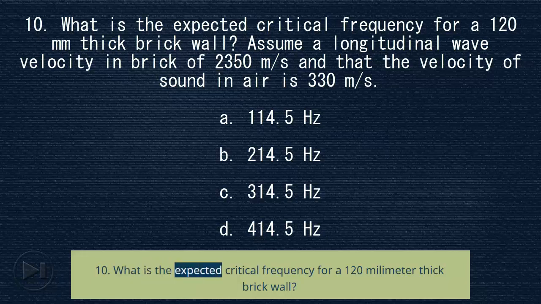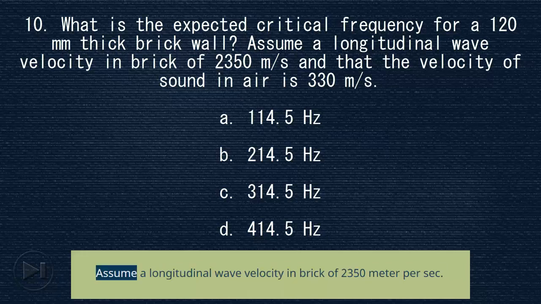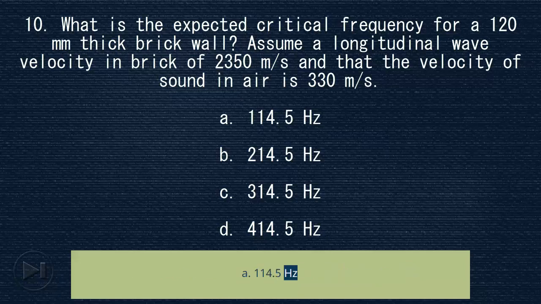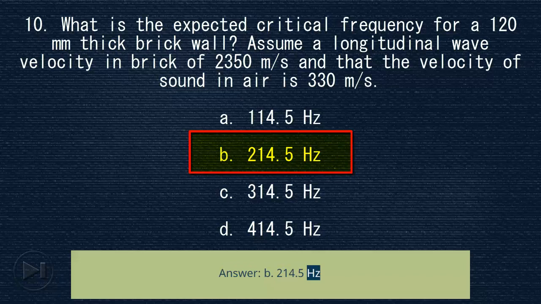10. What is the expected critical frequency for a 120 mm thick brick wall? Assume a longitudinal wave velocity in brick of 2350 m per second, and that the velocity of sound in air is 330 m per second. A. 114.5 Hz. B. 214.5 Hz. C. 314.5 Hz. D. 414.5 Hz. Answer: B. 214.5 Hz.